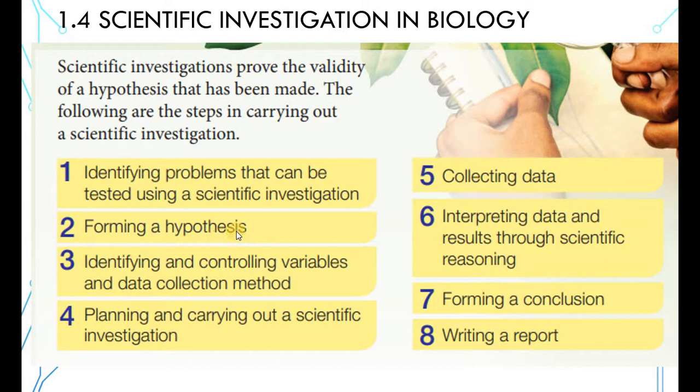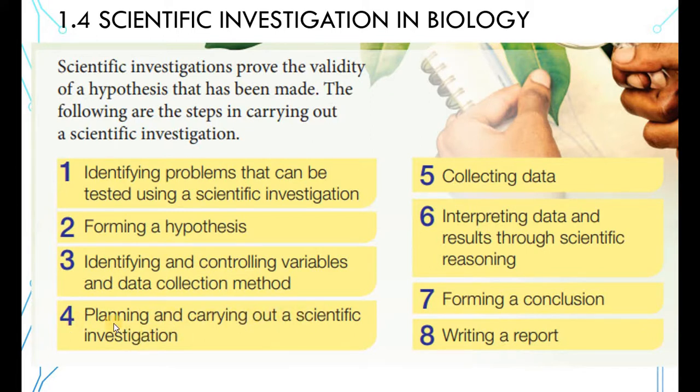So actually, what is a hypothesis? A hypothesis is referred to as an idea or suggested solution, or maybe the early prediction for the outcome of the experiment. Number 3, identifying and controlling variables, and the data collection method. You have to identify the 3 types of variables in the experiment and control them. And then number 4, planning and carrying out a scientific investigation.